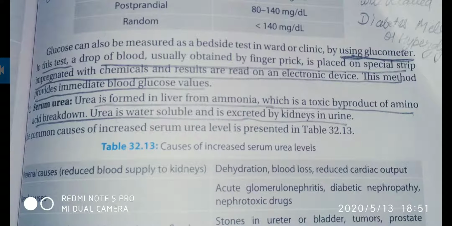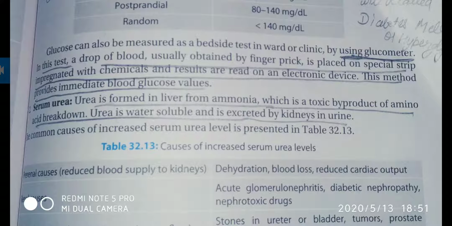Then the second is serum urea. Urea is formed in the liver from ammonia, which is a toxic byproduct of amino acid breakdown. When amino acids break down in our body, urea is produced. Urea is water soluble and is excreted by the kidney.